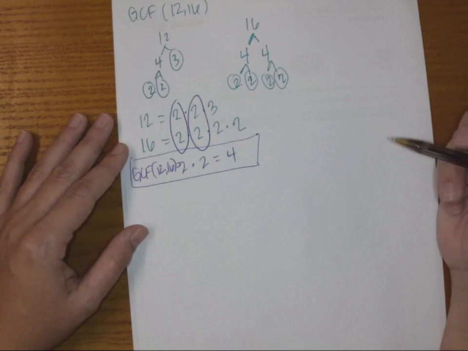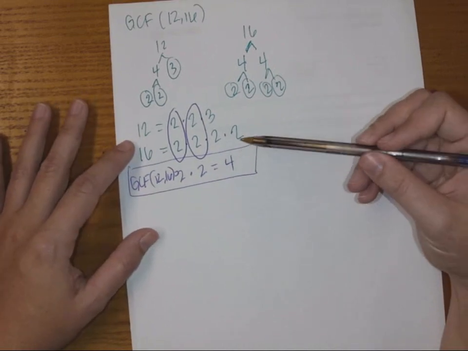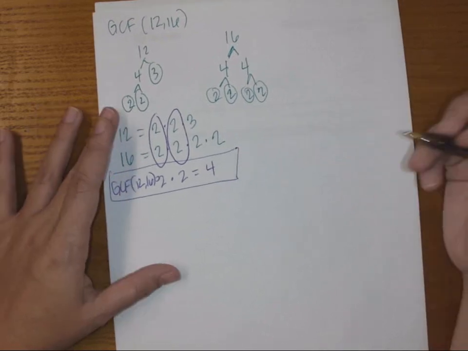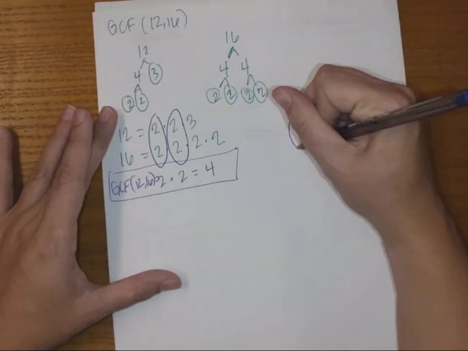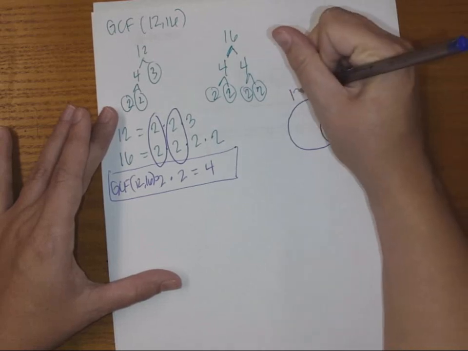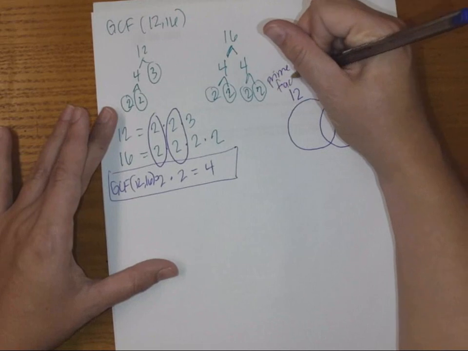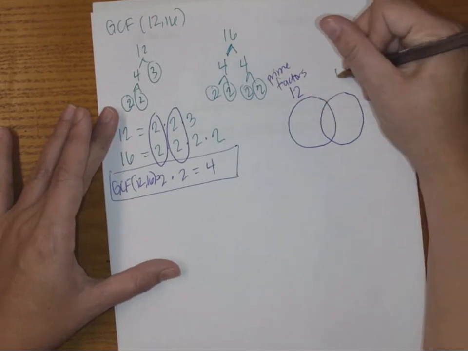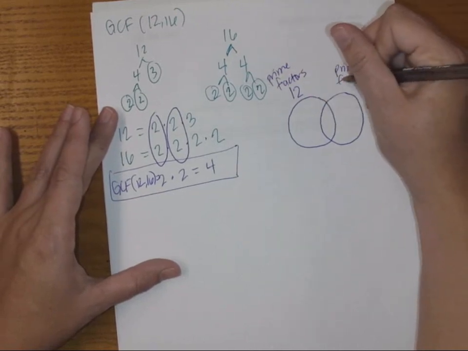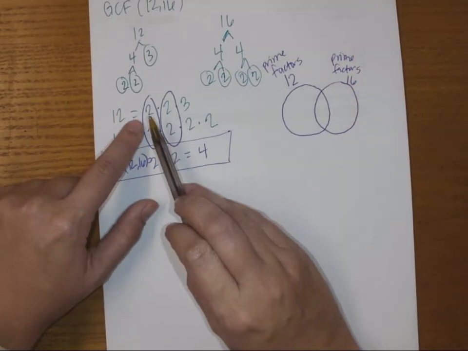Okay. I can also, for prime factorization, put this in a Venn diagram. So my factors of 12 and my factors of 16. This is the prime factors of 12. You can't do it with the regular factors, just the prime factors. And this is prime factors of 16. So what numbers multiply to give me 12?